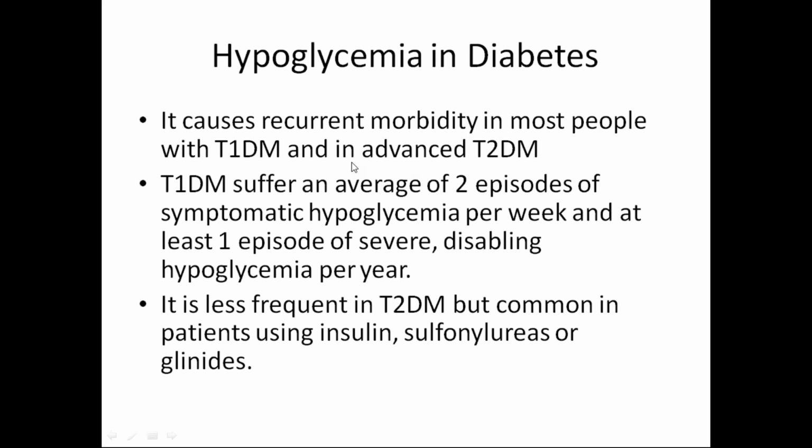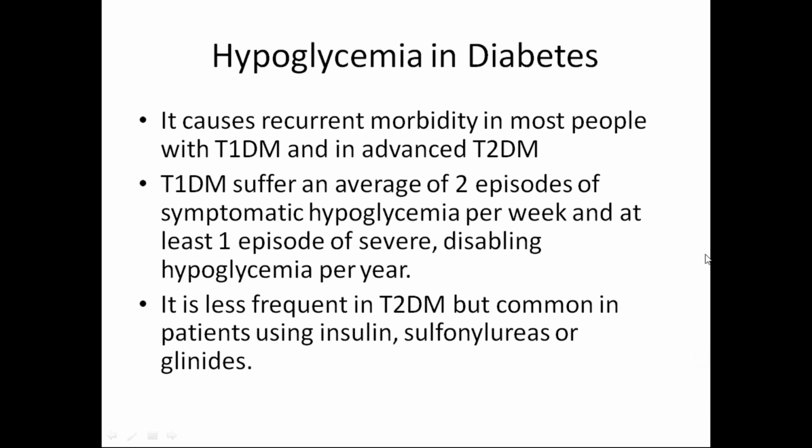So what's the difference between type 1 and type 2? In type 1 diabetics, there is a complete loss of islet cells in the pancreas. So they have a negligible amount of insulin present in them. So all the insulin that is needed, we should provide from outside.